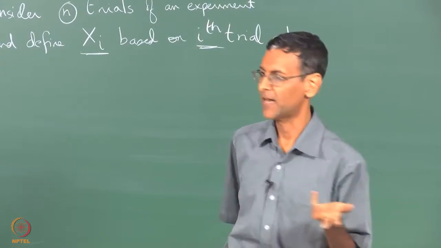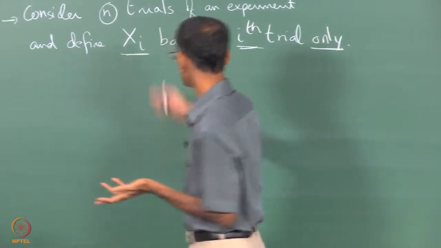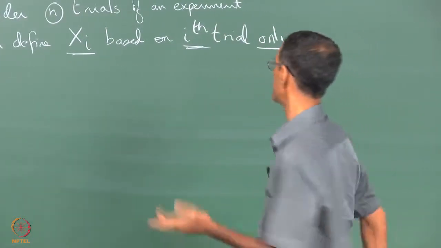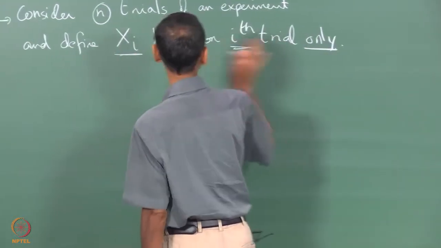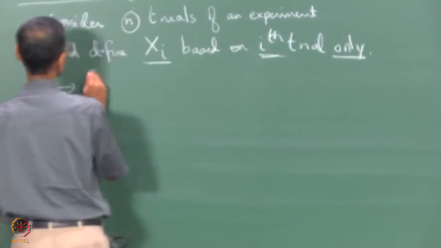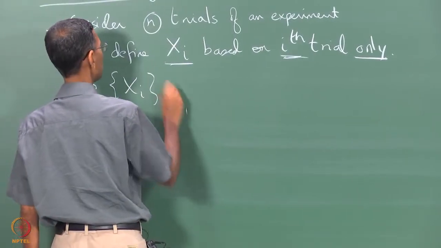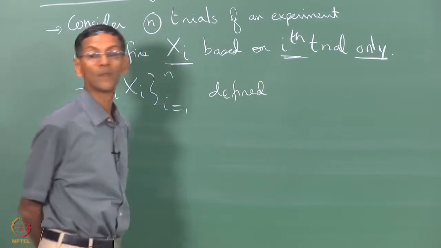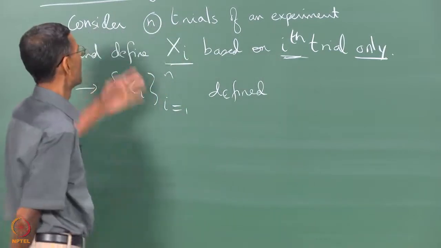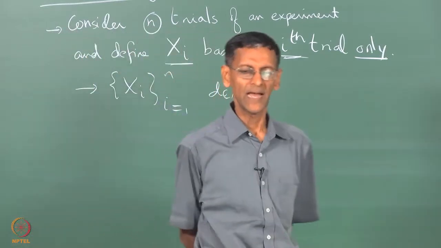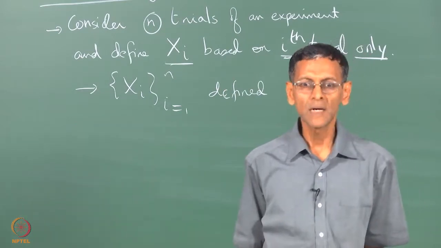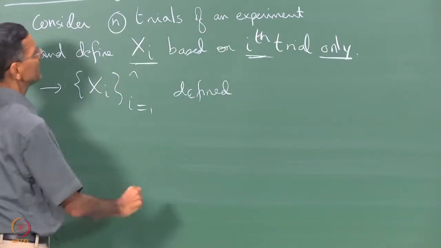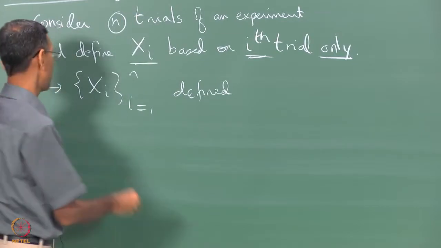If you toss a die n times, the natural thing to say will be that Xi is the outcome on the ith trial, for example, right? So I want to define Xi only for the ith trial, so therefore I have defined Xi all the way from i equal to 1 to n, right? These n random variables turn out to satisfy a very interesting property, because the trials are independent. When I say n trials, automatically the n trials are independent, right?